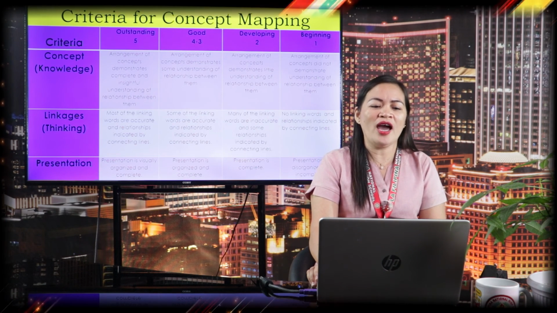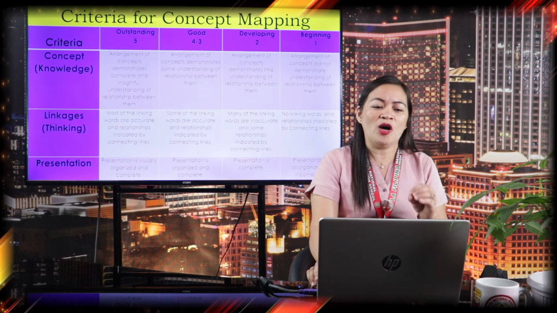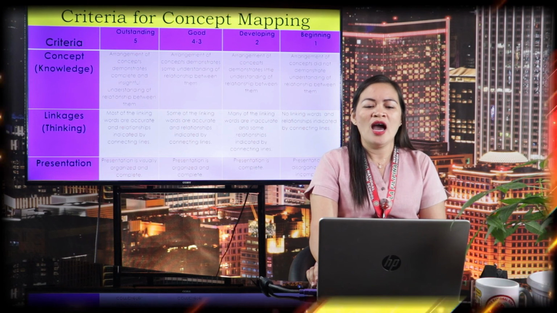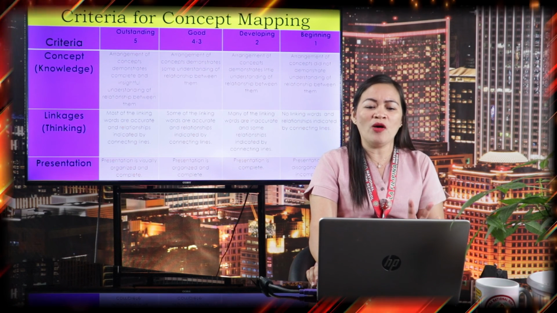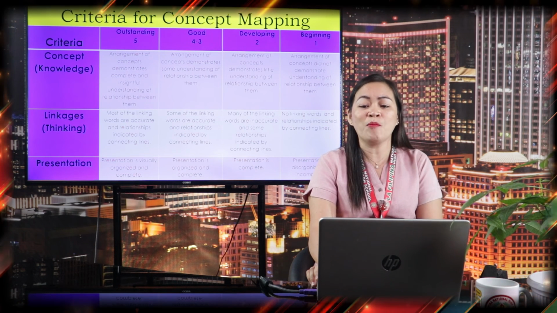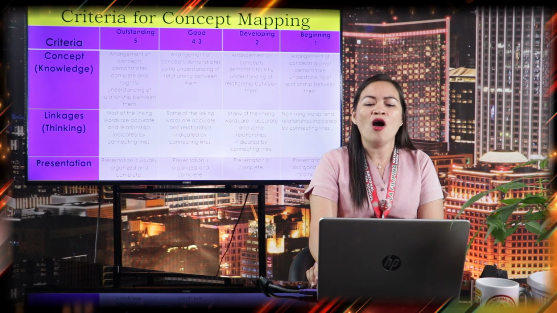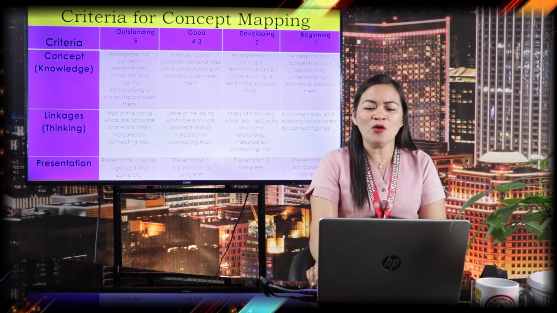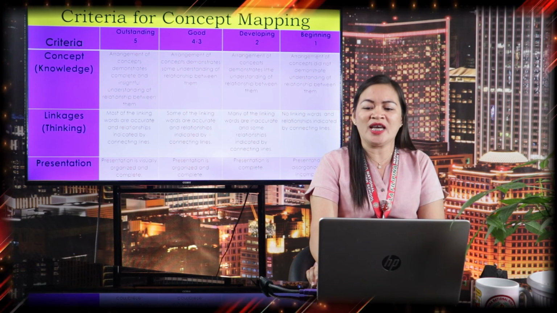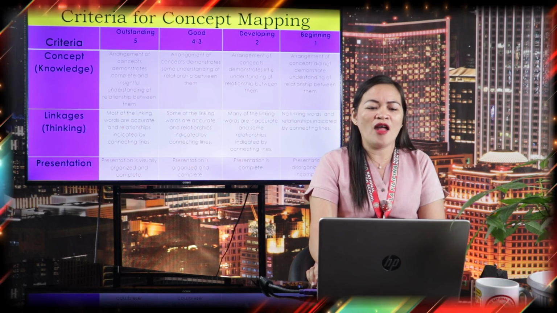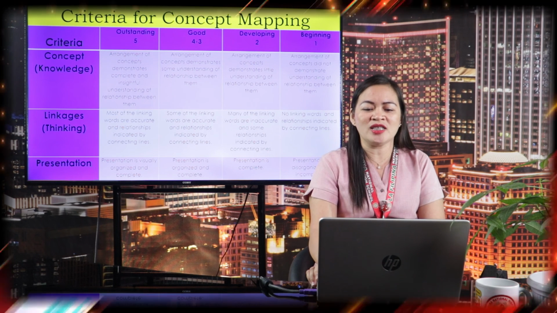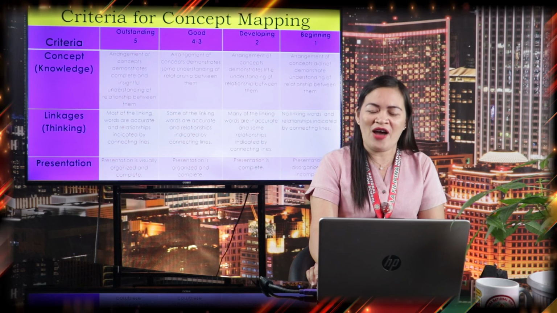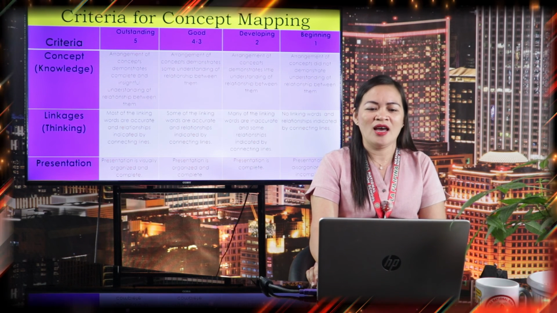Okay, this is the criteria in doing your task. You have the concept, the linkages, and the presentation. For the arrangement of concept, it demonstrates complete and insightful understanding of relationship between them. For linkages, most of the linking words are accurate and relationships are indicated by connecting lines. And the presentation is visually organized and complete. If that is achieved, I will give you 5 as outstanding rate.